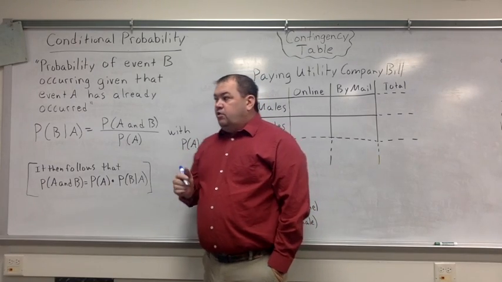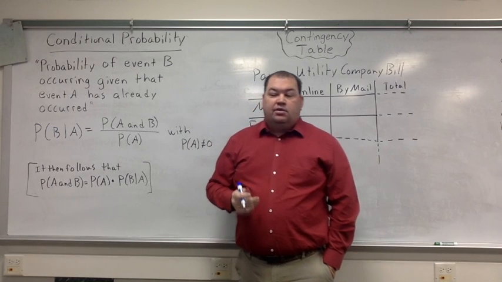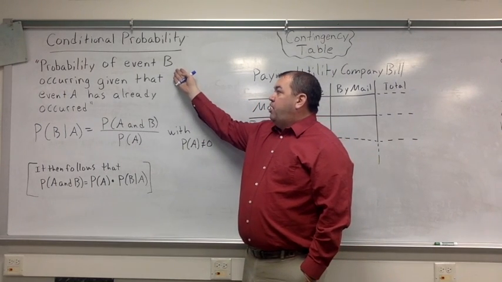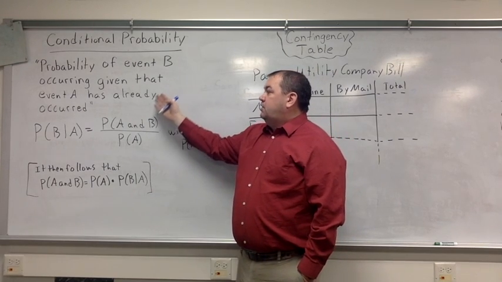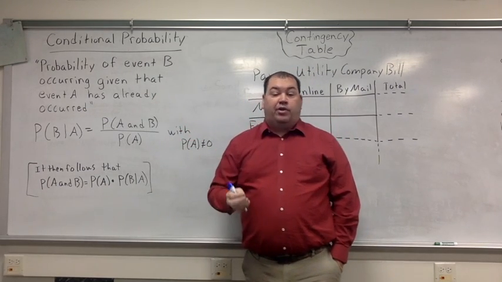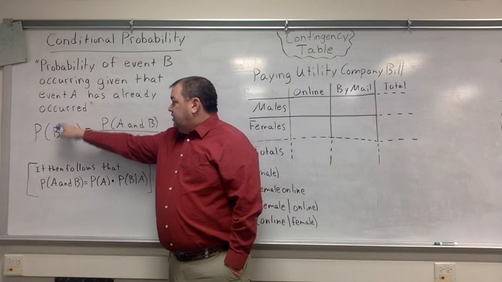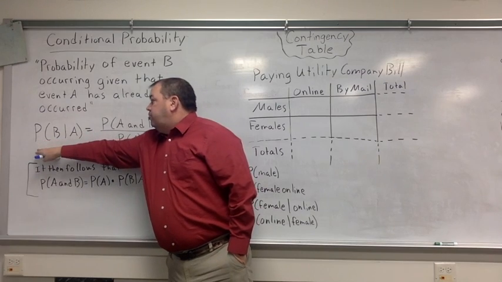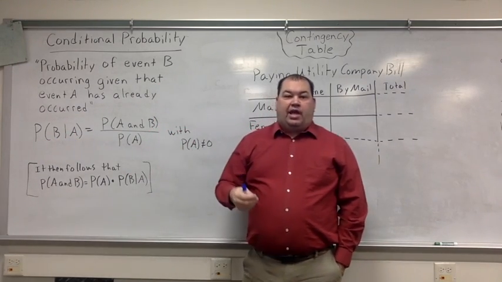Now let's dive into what we refer to as conditional probability. Conditional probability is the probability of event B occurring given the fact that event A has already occurred. So the notation they use is this line. So we're looking for the probability of B given the fact that A has already happened.